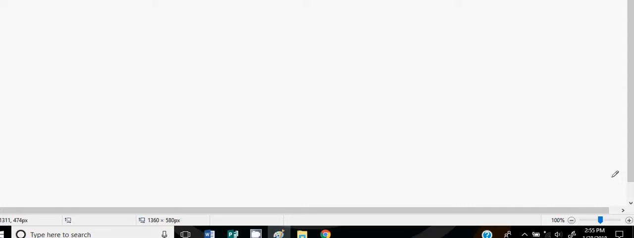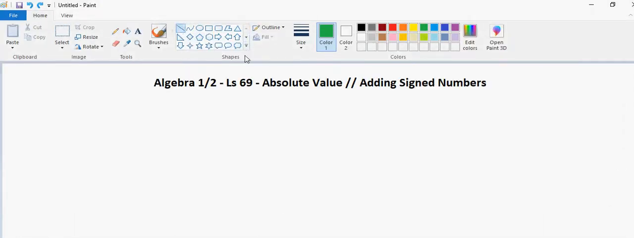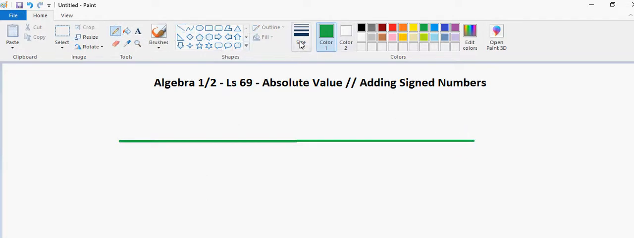Welcome back. Algebra Half, Lesson 69 is about absolute value, and then an extension of that, adding signed numbers. In Lesson 2, we talked about number lines, right? A number line you want to sketch neatly. I'm going to pretend I'm using a ruler here, but I'm just using my line on the computer, right? You want to make it pretty straight, almost perfect. And it helps to visualize orders of numbers, right?